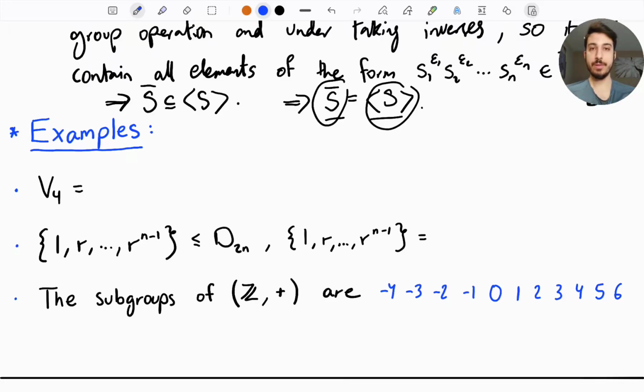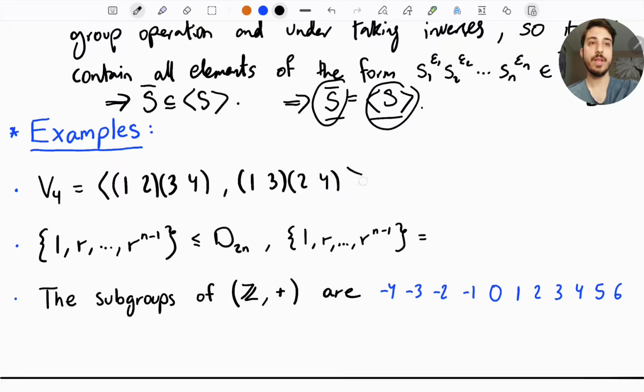So V4, if you remember, is a subgroup of S4, the symmetric group. It is the subgroup containing the double transpositions, meaning the permutations that contain two cycles, such as (1 2)(3 4). It contains 4 elements: the identity, and 3 double transpositions like that. We can see here that V4 can be generated by only 2 elements. So we can find the generators to be the double transposition (1 2)(3 4), and the other double transposition (1 3)(2 4). And we see that these 2 elements generate the entire group V4.